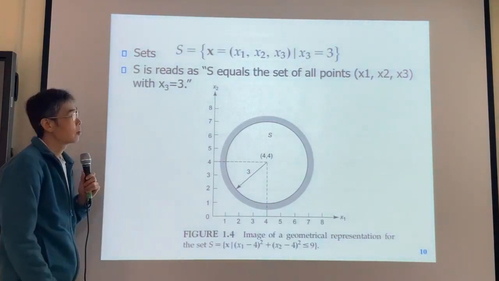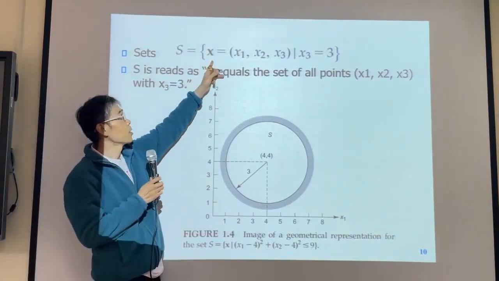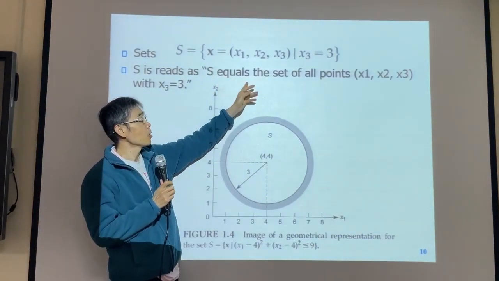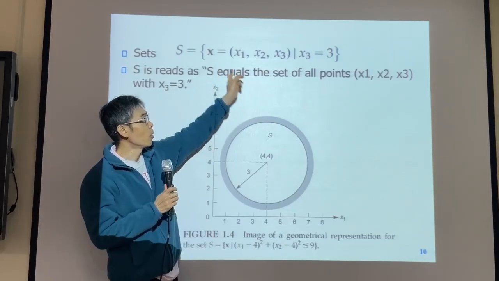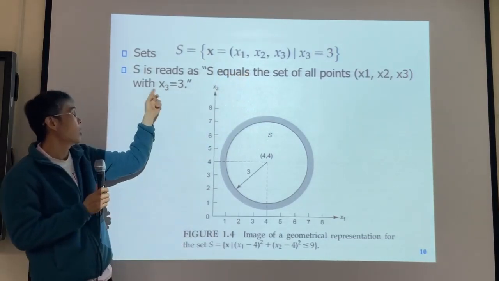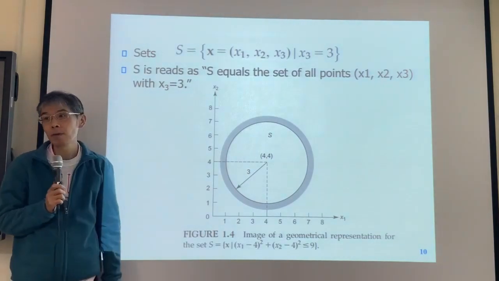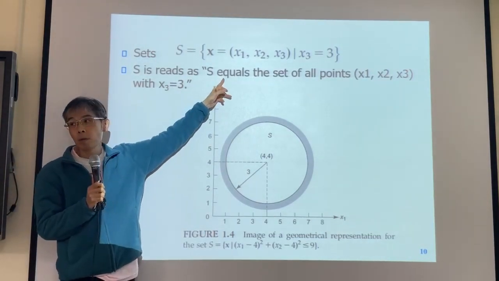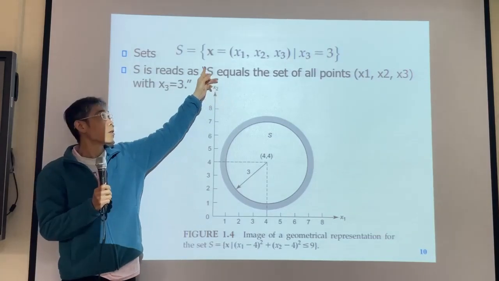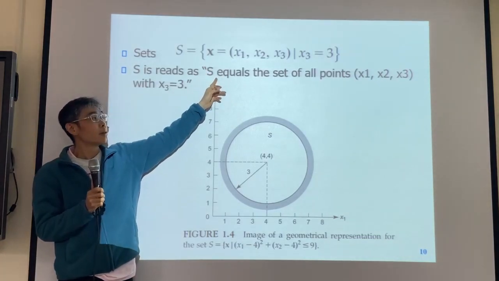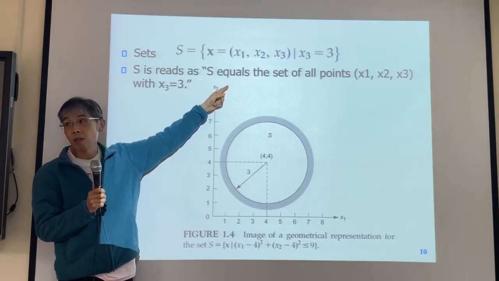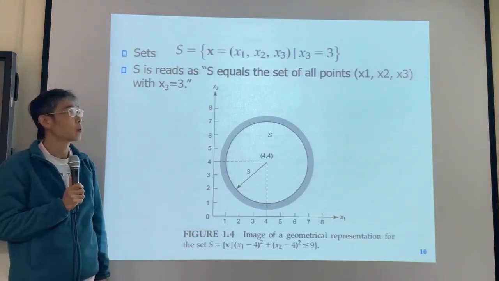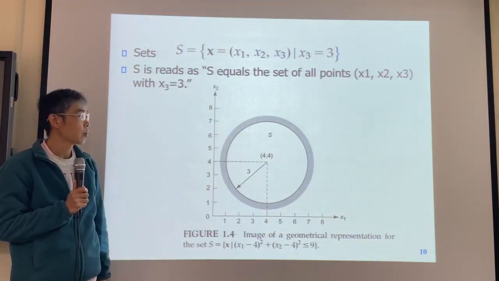Good. So you will need to read this. So this is the way to read it in English. S equals the set of all points x1, x2, 3 with x3 equals 3. Kinder, could you read this? S equals the set of all points x1, x2, x3 with x3 equal to 3. Okay.